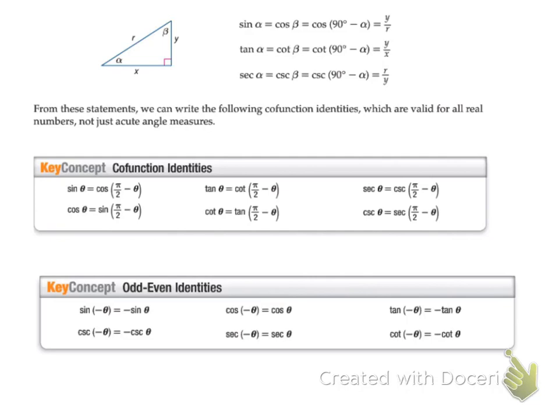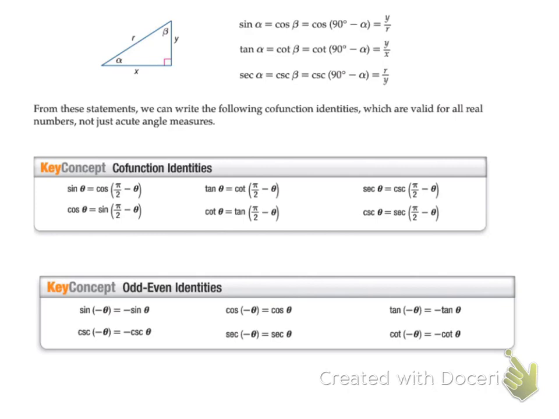Sine, cosine. Tangent, cotangent. Secant, cosecant. They're co-functions, guys. This works for any angle taken from pi over 2. So, sine of any angle is the same thing as cosine of its cofunction, which is 90 minus the angle. So if I took sine of 1 degree, it's the same thing as cosine of 89. They have the same values.